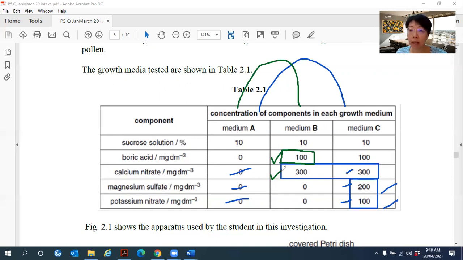Okay, so is that clear? Any differences in the result, you must look at the original medium. What are the differences originally? So that difference is the one that can lead to a difference in the result. Spell out the whole thing.